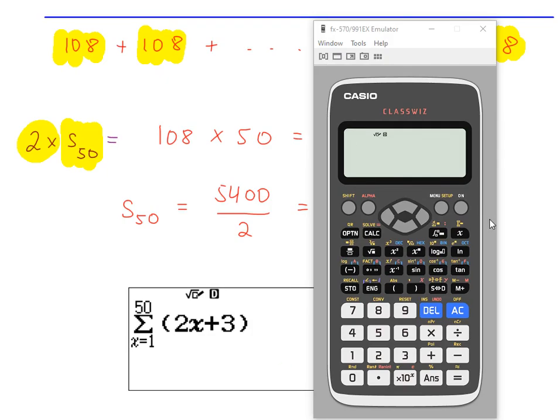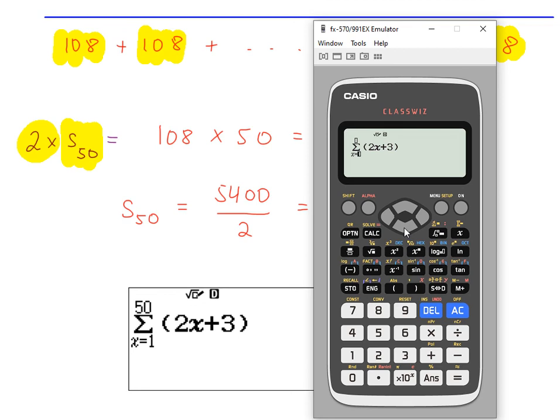There is a feature on the calculator up here that will work out the sum. That sigma means sum of. The sum of the first 50 terms. Instead of using the letter n, we're using x. It doesn't change anything. This is actually the nth term formula, un equals 2n plus 3, here replacing the n with an x.